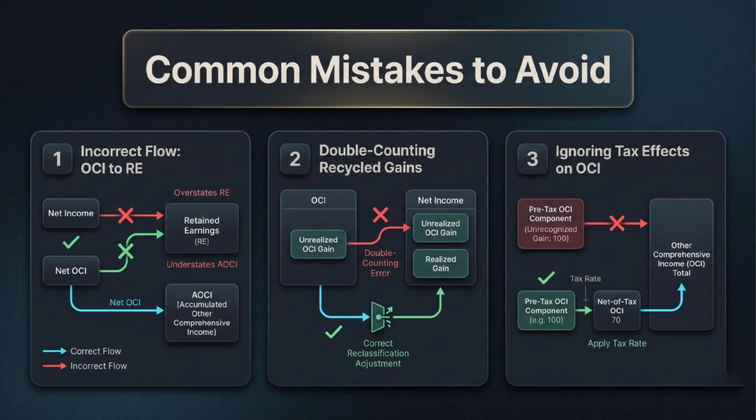Let us protect ourselves from three common mistakes. First, do not post OCI to retained earnings. It goes to AOCI. Second, do not forget reclassification adjustments. If Northbridge ignored the 8 before tax reclassification, net OCI would be overstated by 6 after tax at a 25% tax rate. Third, do not ignore tax effects. These three mistakes can turn a perfectly nice calculation into a financial reporting emergency meeting. So keep them under control before moving to practice.